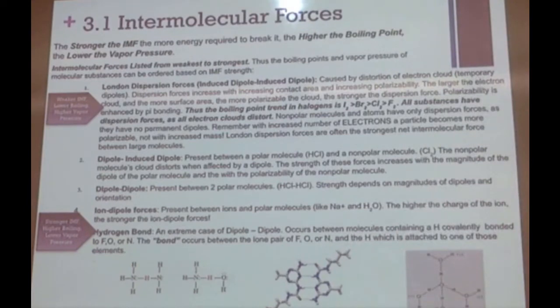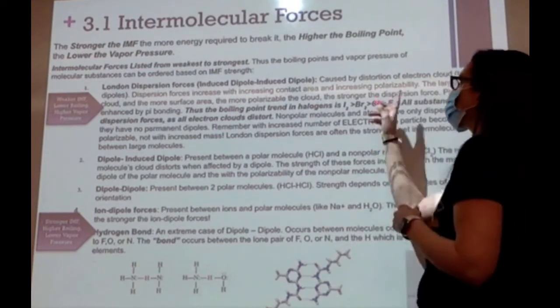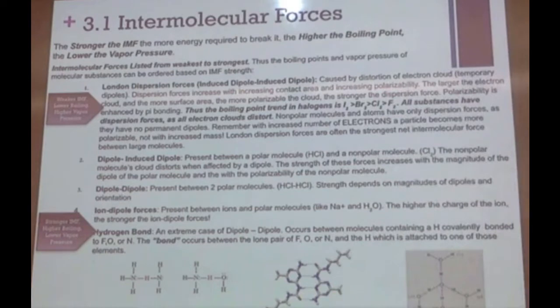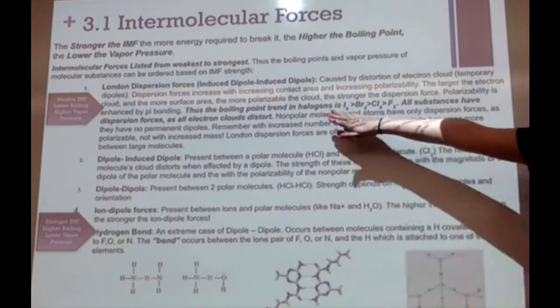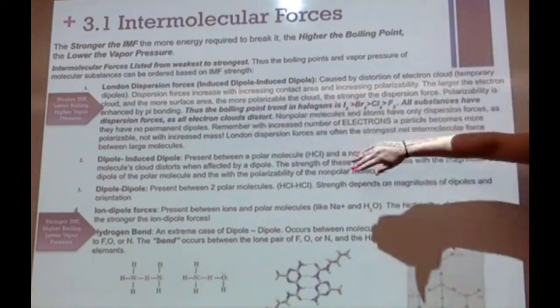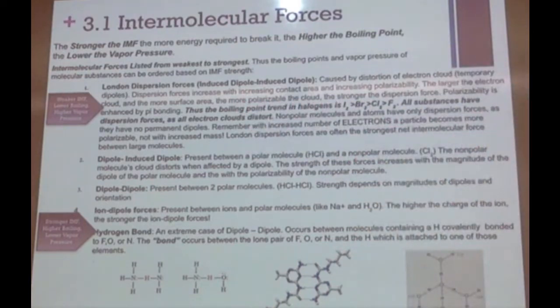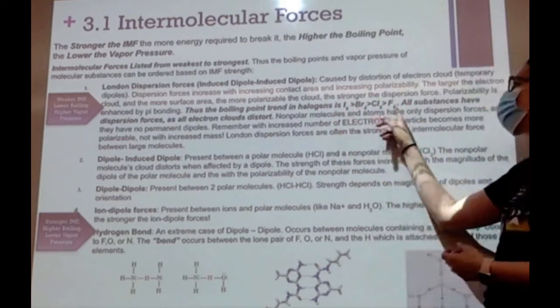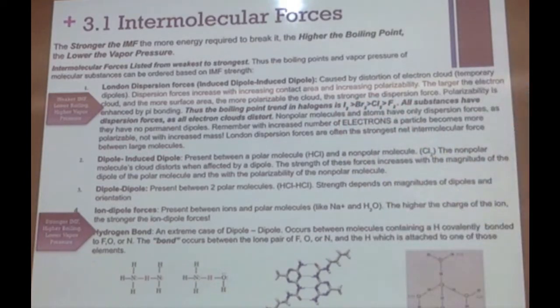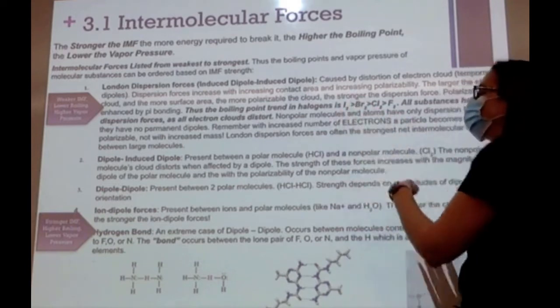The big key word with London dispersion forces is polarizability. Remember, the more polarizable the electron cloud, the stronger the dispersion force is. We can tell when an electron cloud is more polarizable by the more electrons the substance has. If we're comparing properties of all of the halogens, F2, Cl2, Br2, and I2, all four of those are nonpolar. They have electronegativity differences of 0.